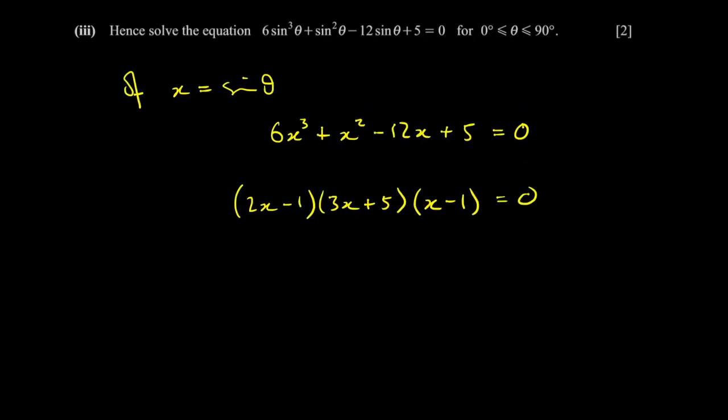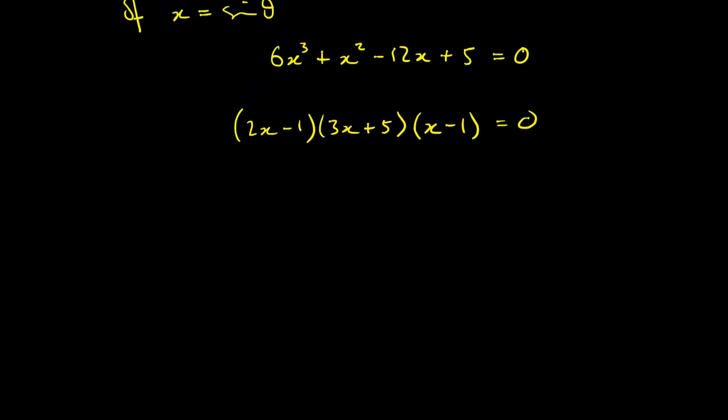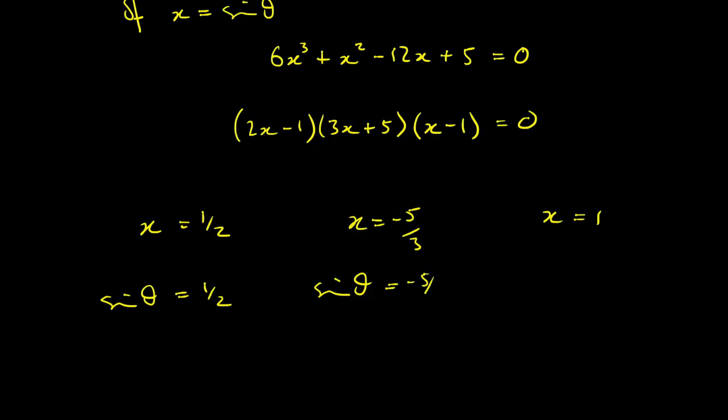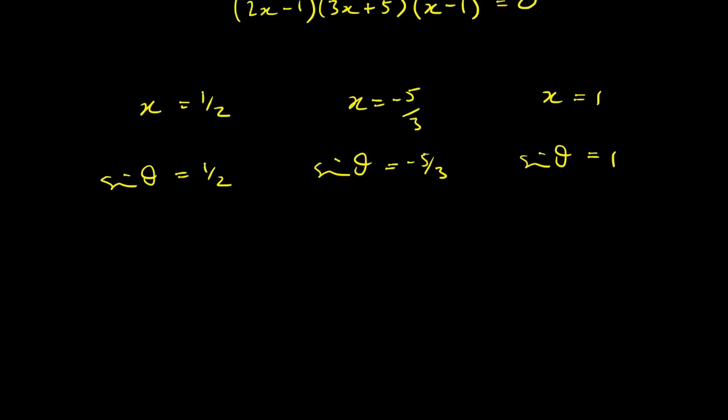Yep. And so therefore, this has got solutions of 2x minus 1 is equal to 0, which means that x is equal to a half, or x is equal to negative 5 over 3, or x is equal to 1. And so therefore, sine theta is equal to a half, or sine theta is equal to negative 5 over 3, or sine theta is equal to 1. Now, immediately we should recognize that the middle of these is not possible, right? Because negative 5 over 3 is a value that is not within the range of positive 1 and negative 1, right? So that guy's out. There are no solutions there.